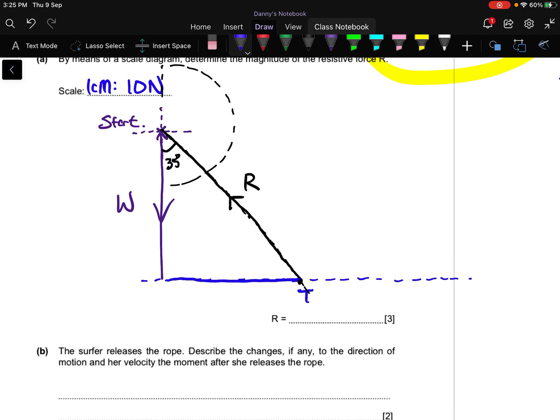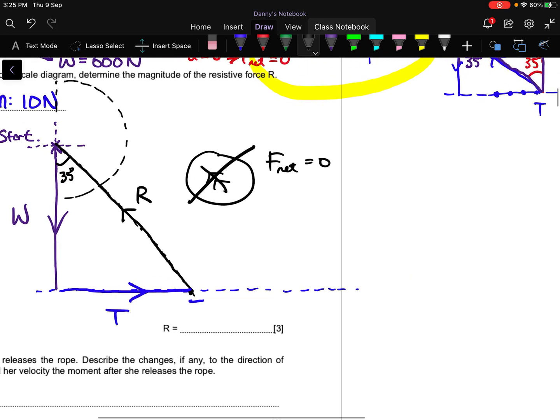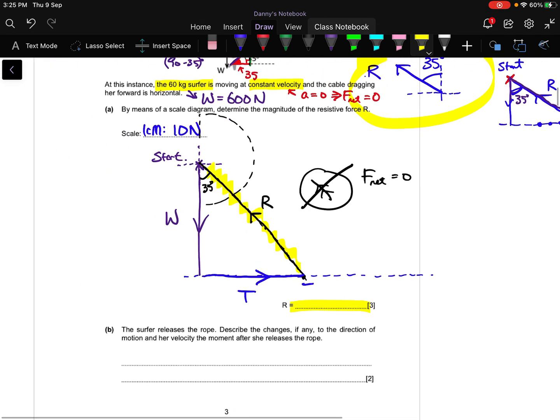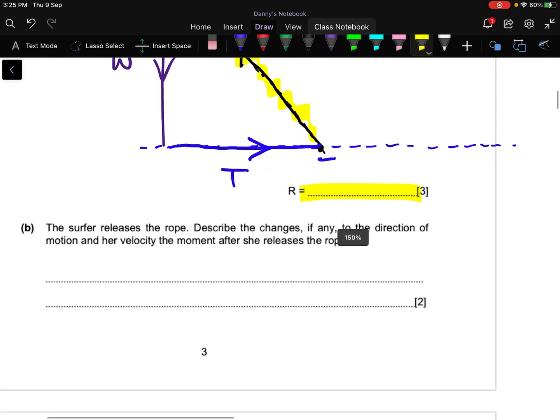So once I know this, I can complete my vector diagram and I see that this is my T, right? As you can see in my diagram, there is no double arrow, because my F net is 0. Once I do this, I will be able to measure this part over here and answer my question. So that is how you approach part A.